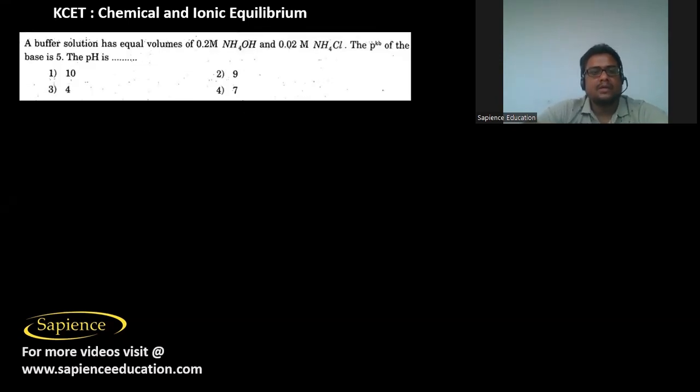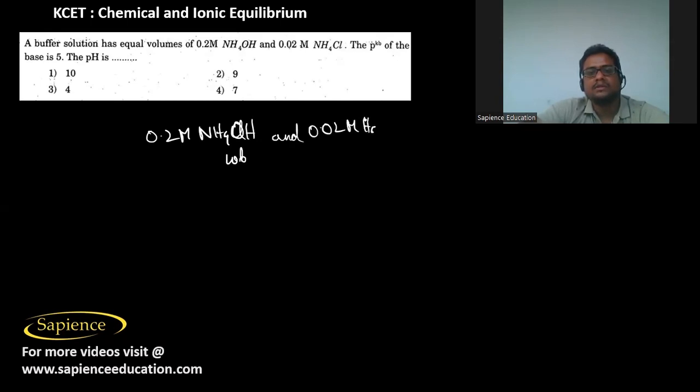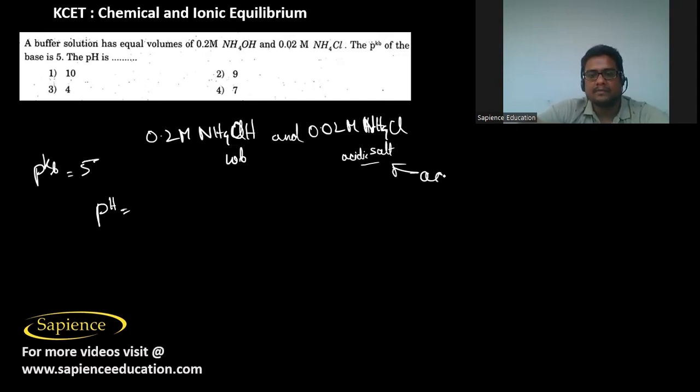And here it is told a buffer solution has equal volumes of 0.2 molar NH4OH, which is a weak base, and 0.02 molar NH4Cl, which is an acidic salt of the weak base. So the pH value is, and the pKb for NH4OH is equal to 5.